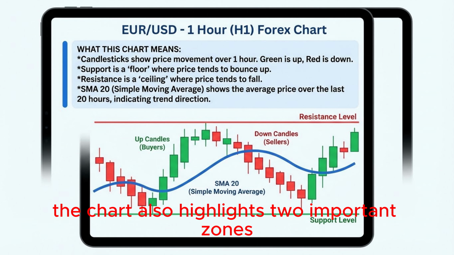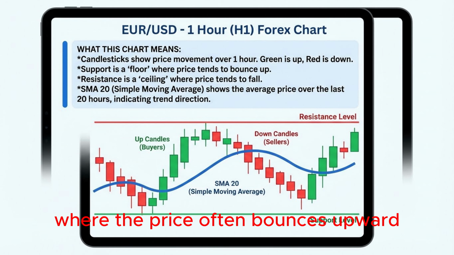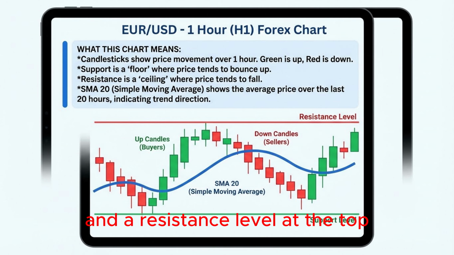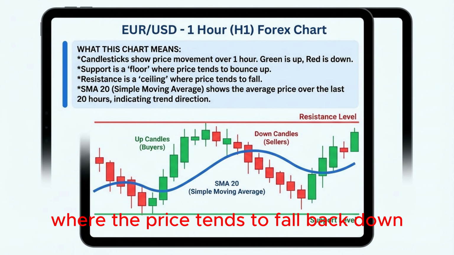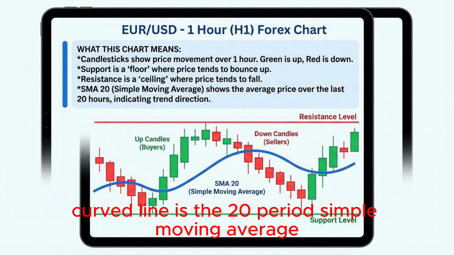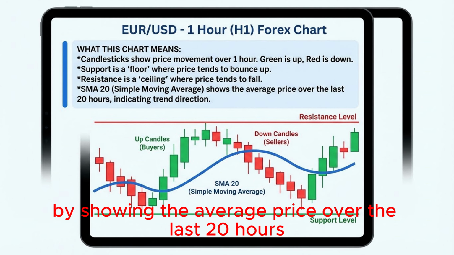The chart also highlights two important zones: a support level at the bottom, which acts like a floor where the price often bounces upward, and a resistance level at the top, which acts like a ceiling where the price tends to fall back down. The blue curved line is the 20-period simple moving average, also called SMA 20, which smooths out price movement by showing the average price over the last 20 hours.